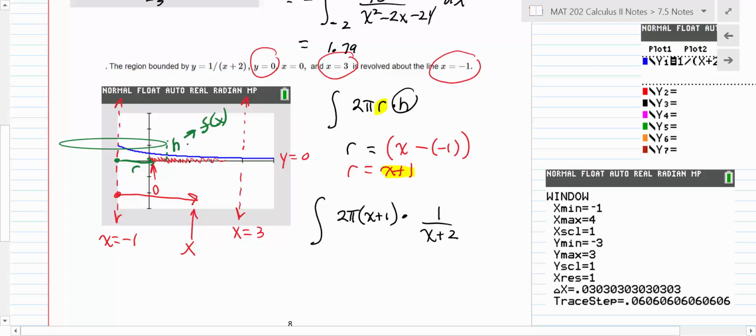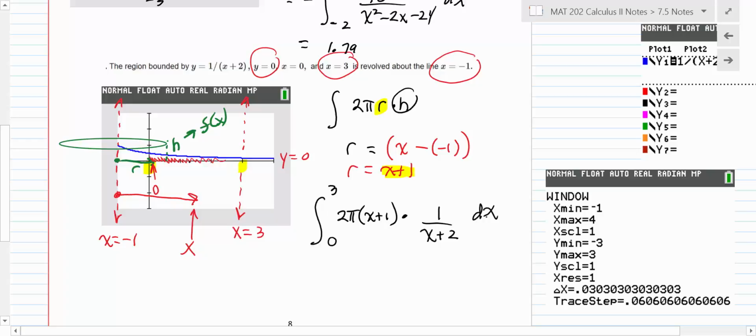And then with the integration, we end up going from 0 to 3. So we're interested in this to there. Since we're rotating that from 0 to 3 around that line, we're going to integrate from 0 to 3. And that would be the setup of the shell on that one.